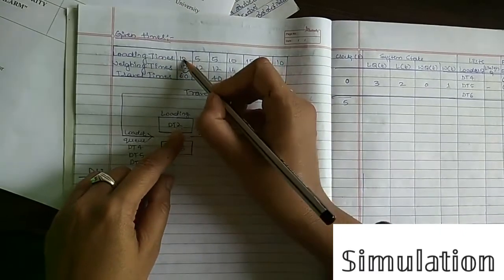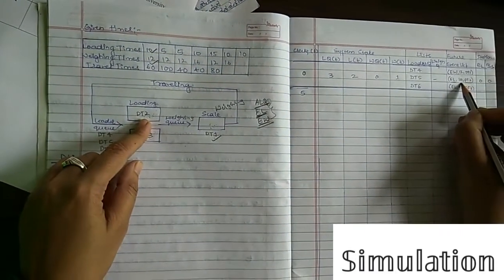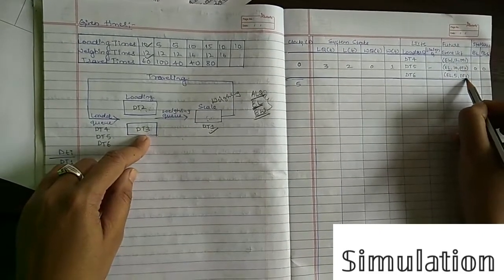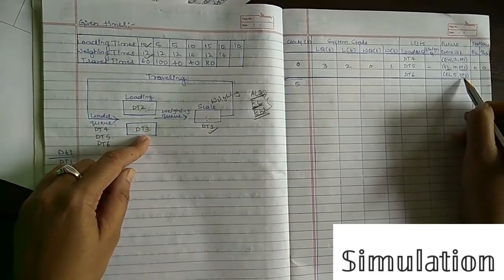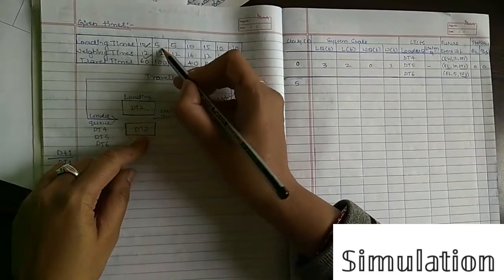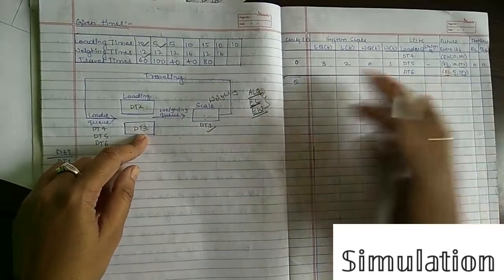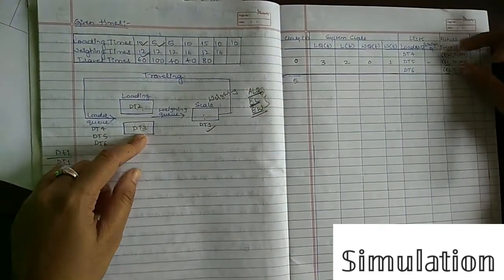What is the time? Take the loading time. Loading time is 10 first, so I have written 10 here. Similarly for DT3, what is the next loading time? Next loading time is 5, so I have taken 5 here. It is end loading. Initial scenario, future event list.